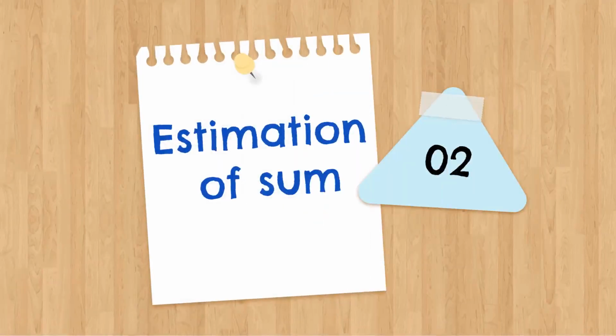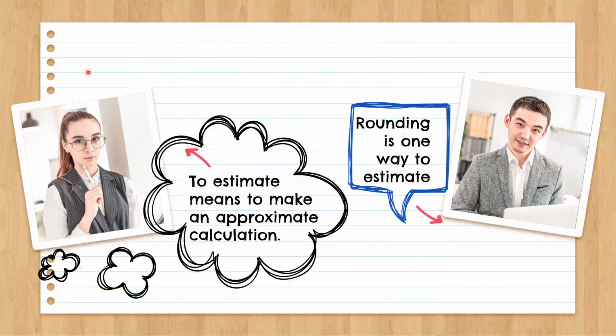Next topic, estimation of sum. Dear students, what is estimation? To estimate means to make an approximate calculation. Approximate means not accurate. So, to estimate the numbers, we use rounding of numbers. When we round off a number, it is an estimation of that number.